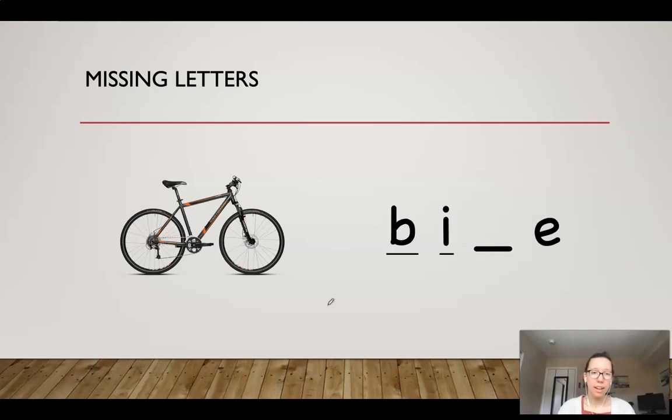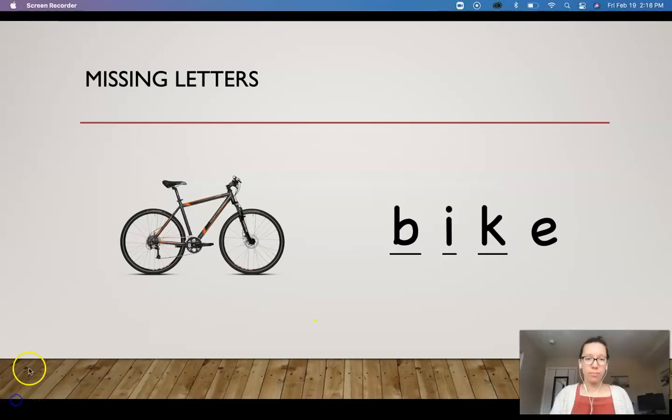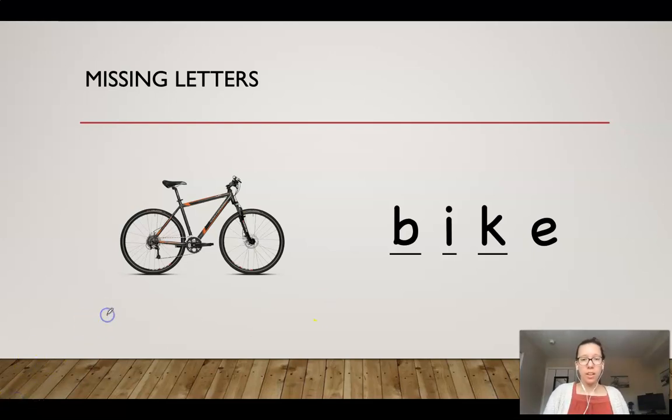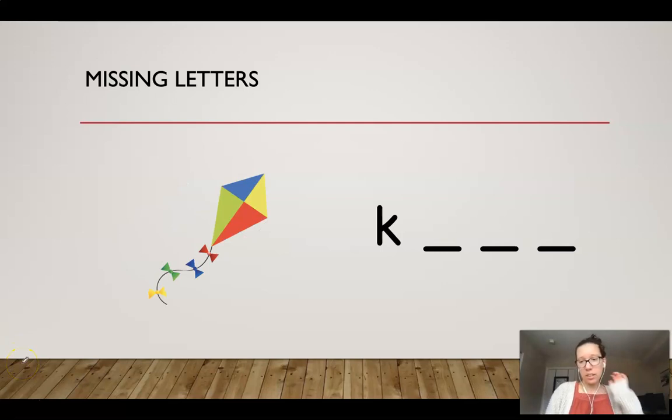Good, we hear I, right? And it's saying its long sound because of that silent E. And what's the last sound we hear in bike? Good, we hear a K made by the letter K. So we have B-I-K-E, bike. Let's keep going. So our next word here is kite. Kite. They've given us our first letter, K. So the next thing we need to figure out is the middle sound. What's the middle sound you hear in kite?